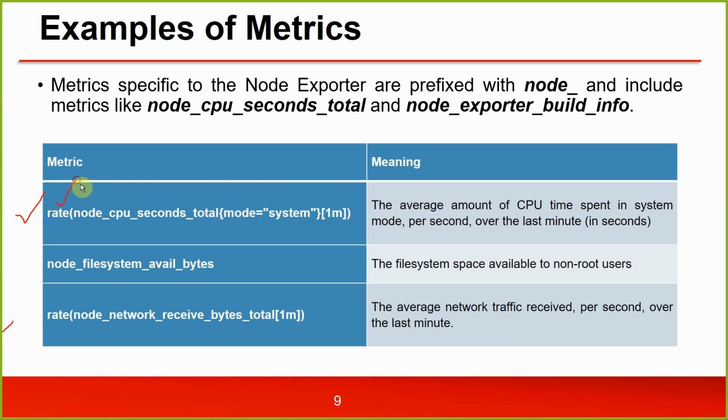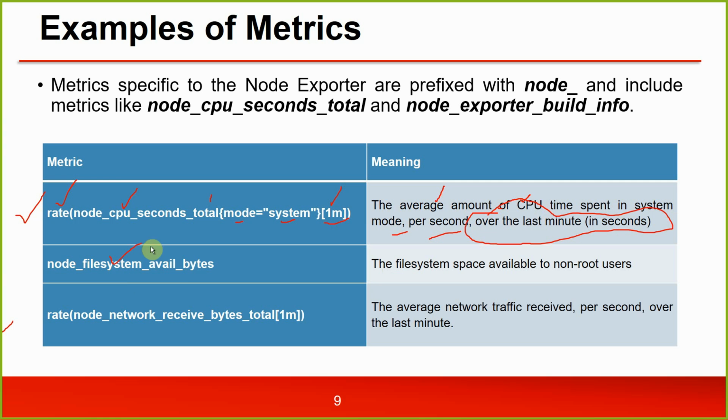As an example, this rate of node_cpu_seconds_total with mode system over 1 minute. The meaning here is the average amount of CPU time spent in system mode per second, and this 1 minute means aggregated over the last 1 minute in seconds.